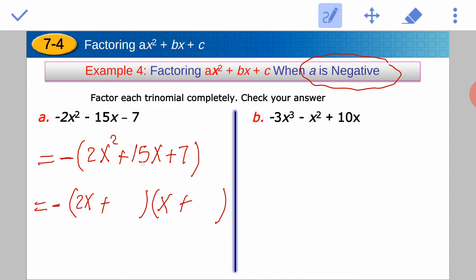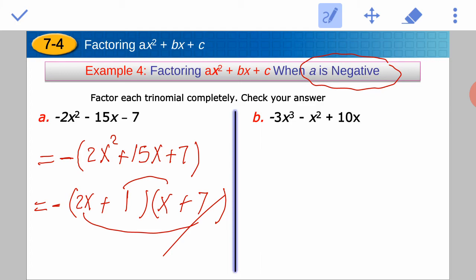Guys, notice that the middle term is 15. So I need to maximize the sum of the outer and the inner. If I put the 7 here, it's going to be 7x, and here 2x gives us 9x, and we need 15. So be smart and put the 7 right here and the 1 right here. Now the outer are 2x times 7, it's 14x, and the inner are 1x. 14x and 1x, they give us 15x. So this is the perfect factoring of this trinomial.